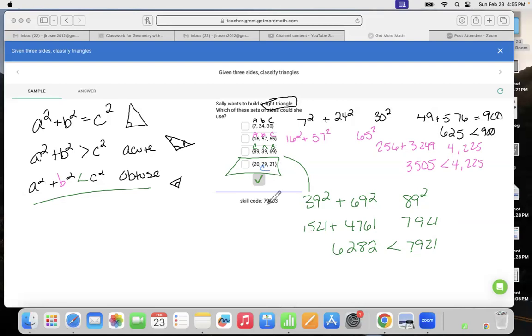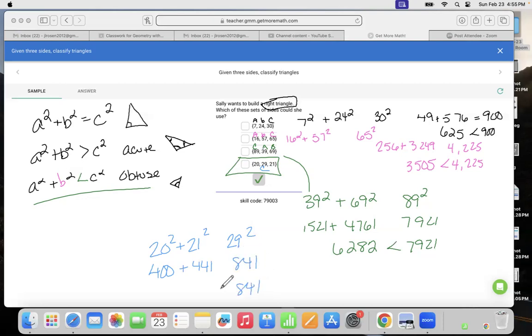Again, 29 is going to be my C. And then I have 20 and 21 squared. We're going to add those together and see how they compare. So 20 times 20 is 400. 21 squared is 21 times 21, which is 441. And we're going to compare that to 29 squared, which is 841.